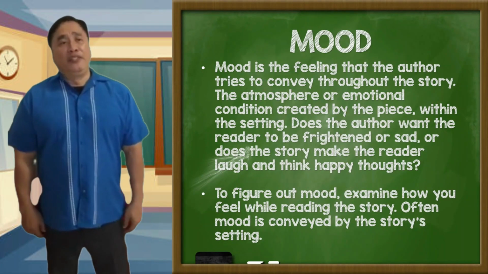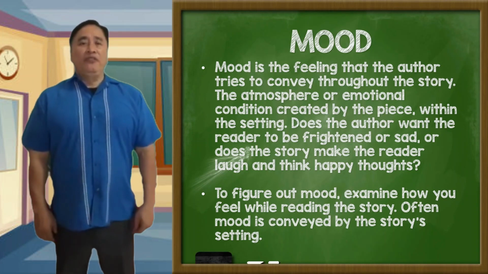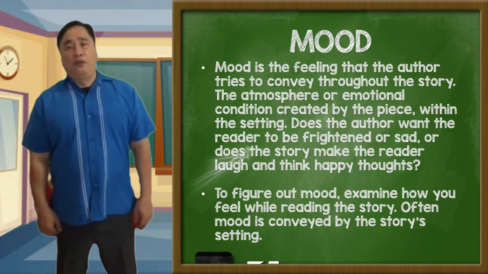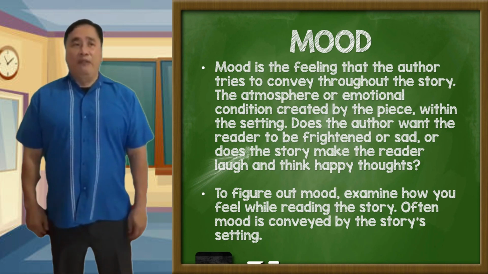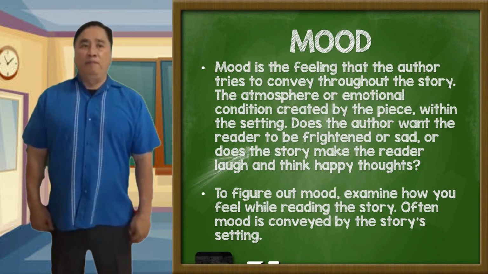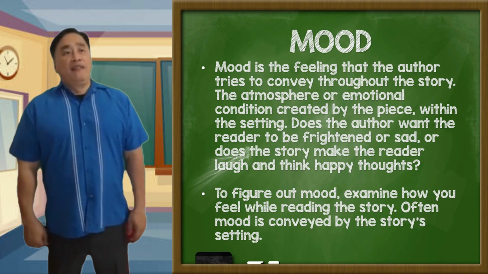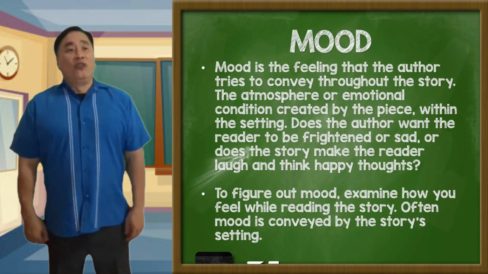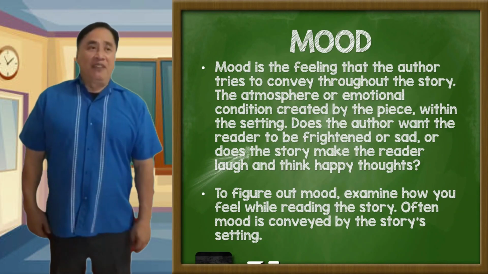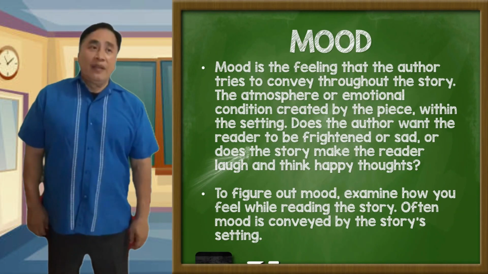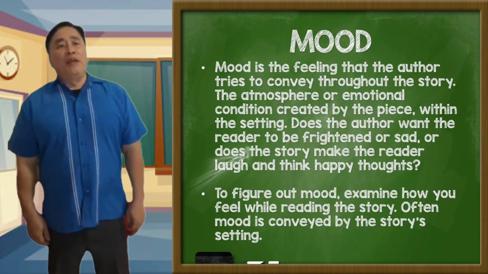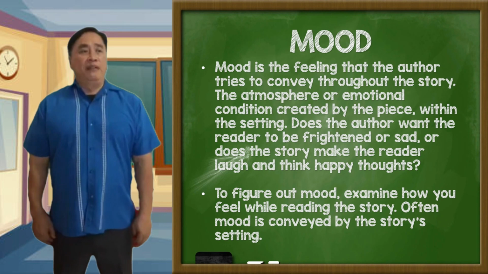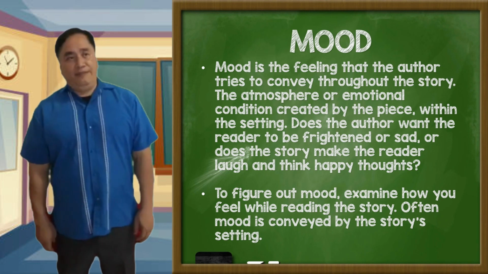So next in line, my dear students, is the mood. We should understand that the mood is the feeling that the author tries to convey throughout the story. It is the atmosphere or emotional condition created by the piece within the setting. Thus, does the author want the reader to be frightened or sad? Or does the story make the reader laugh and think happy thoughts? To figure out mood, examine how you feel while reading the story. Often mood is conveyed by the story's setting.